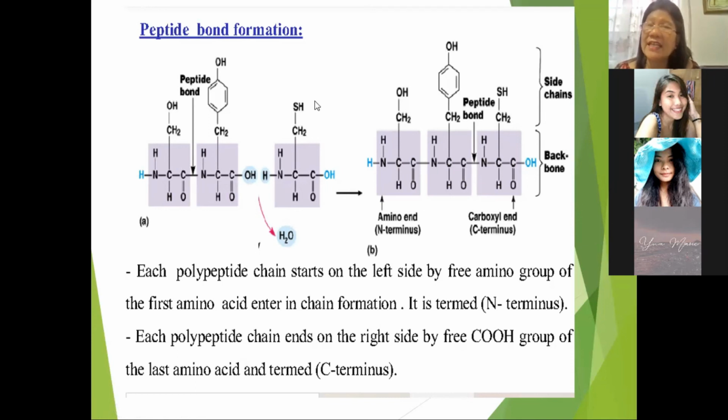Here the N-terminal is important. This is NH2. So you separate one H below and the other H on the other side. What is this? This is coming from your COOH. This is coming from your NH2. If you combine the OH and the H, that is now our water.